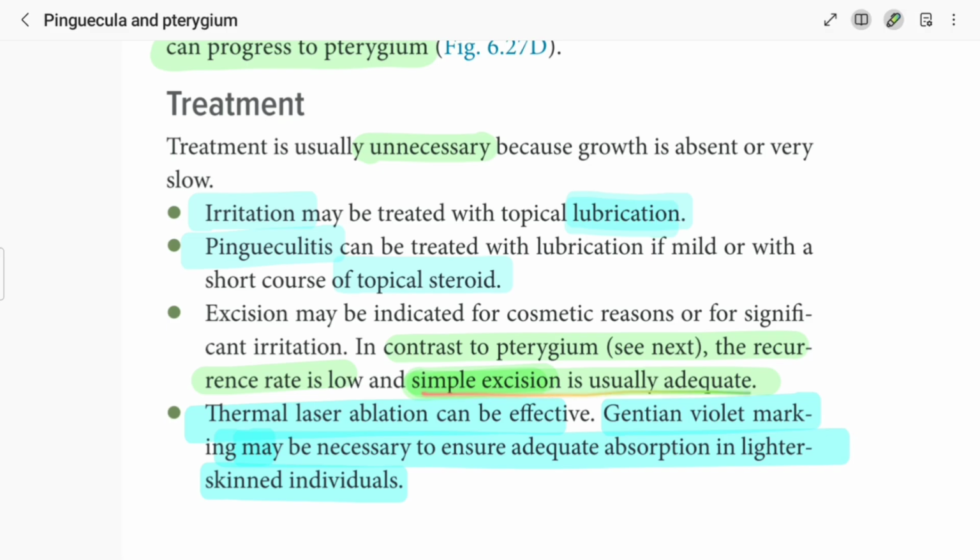Simple excision is usually adequate, since the recurrence rate is very low for pinguecula. Thermal laser ablation can also be done. In light-skinned individuals, there may be need of gentian violet marking, so that adequate absorption occurs of the thermal laser.